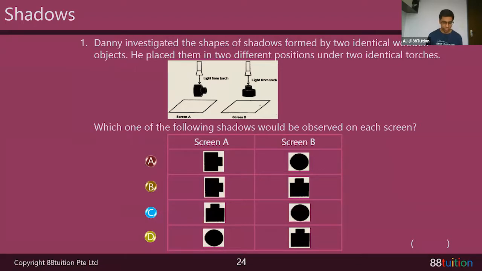No, there's no E. Yeah, of course there's no E. Okay, then the answer is, you have to have the correct answer for screen A and screen B. So how do you determine? Remember the shape that is being blocked is here. Okay, if you look at what I'm drawing, it's blocked by here.